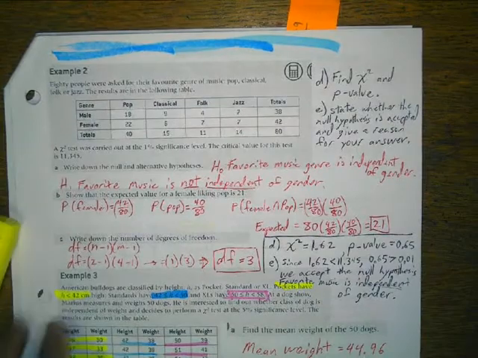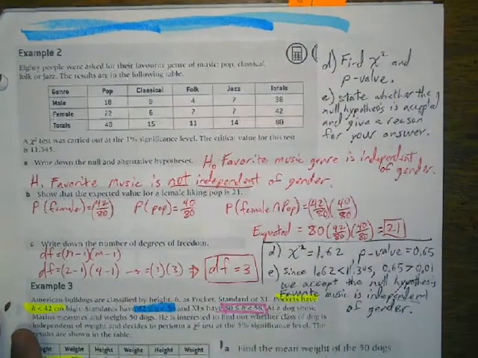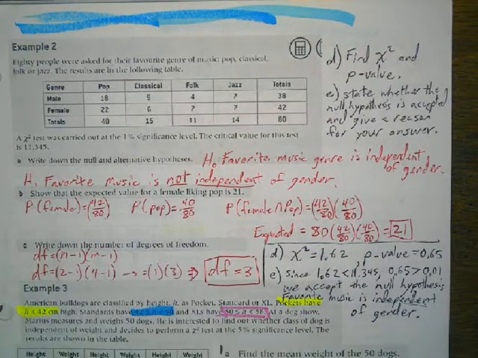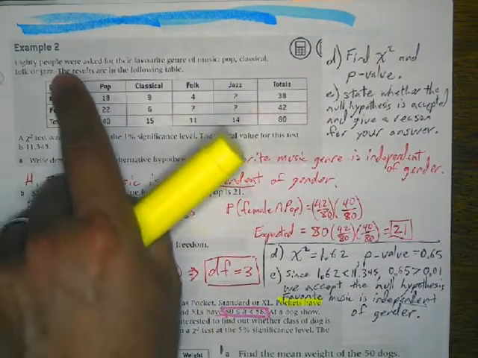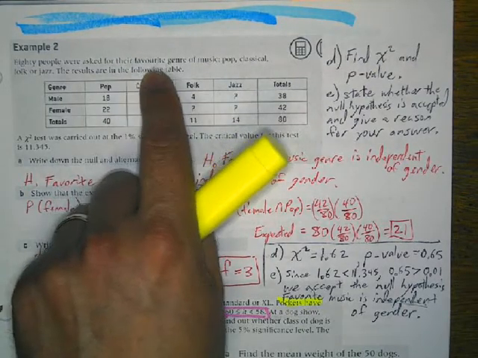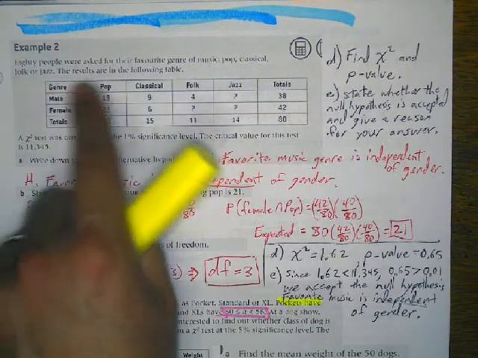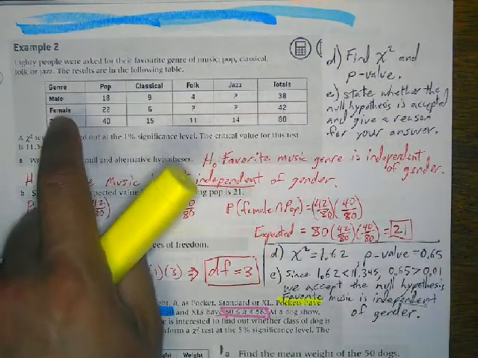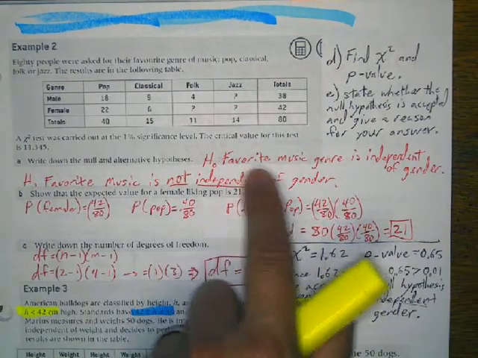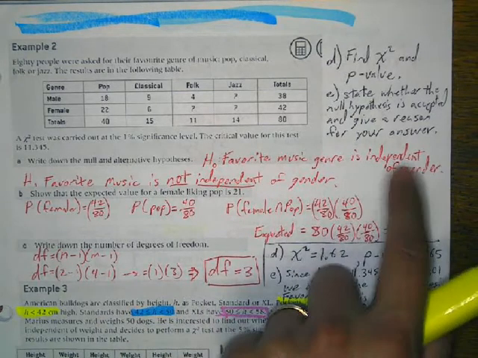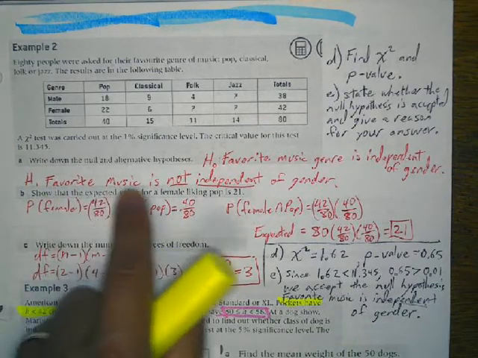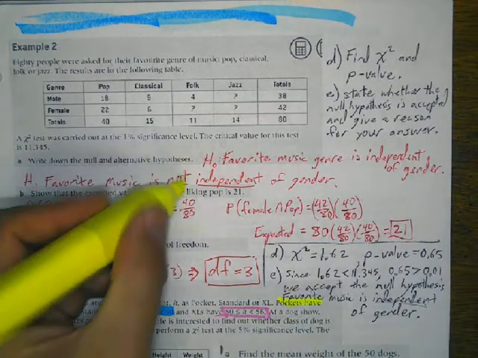All right. Let's talk about this carefully. Okay. Question A. Write down the null hypothesis. Okay. So we've got 80 people, and they were asked their favorite genre of music, and here are the results. So I'm comparing gender and genre of music. So my null hypothesis is favorite music genre is independent of gender. The alternative hypothesis is that favorite music is not independent of gender.